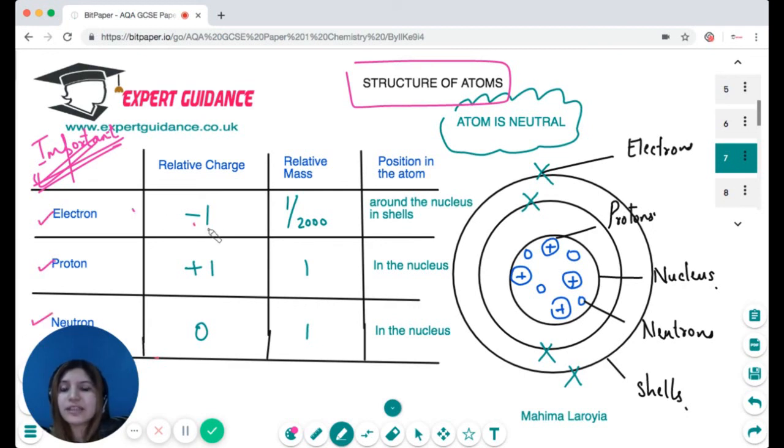Electrons have a relative charge of -1, protons have +1, neutrons have 0 charge. The relative mass of protons and neutrons is 1. Electrons are 2000 times less. Therefore, electrons are lighter. Protons and neutrons are found in the center, in the nucleus of the atom, and the electrons are found revolving around the nucleus in specific shells. So you can see that this is the element which has 4 electrons. So 2 are in the first shell, 2 are in the next shell, and 4 protons and 4 neutrons are in the center. This is how we make the structure of the atom.